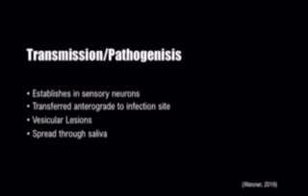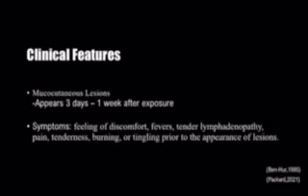Transmission. Lifelong infection is established in the sensory neurons. The virus is transferred and segregated to the initial site of infection or to sites innervated by infected neurons, causing vesicular lesions. It spreads through infected saliva, via shared drinks, cosmetics, or mouth-to-mouth contact. After about 3 days to a week, the patient will experience mucocutaneous lesions, and before lesions appear, symptoms like general feeling of discomfort, fever, tender lymphadenopathy, localized pain, tenderness, burning, or tingling may appear.